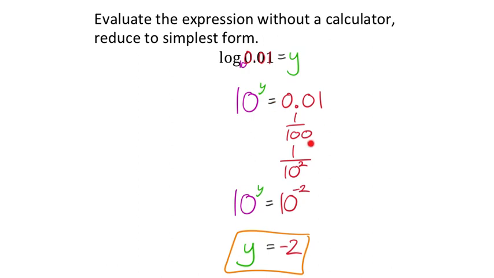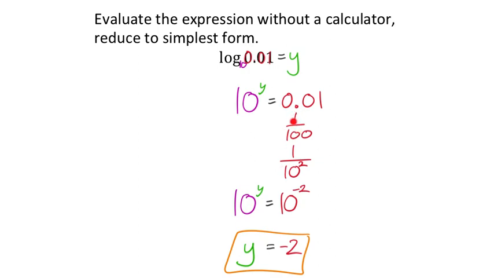Now I hope you guys had as much fun on this one as I did, because that was a lot of stuff, right? But is it hard stuff? Okay, take 0.01, change it into a fraction. Again, why were we doing that? Because I wanted to see this base 10. It's easier to see base 10s if you change a decimal into a fraction like this. And then you can see the 100.